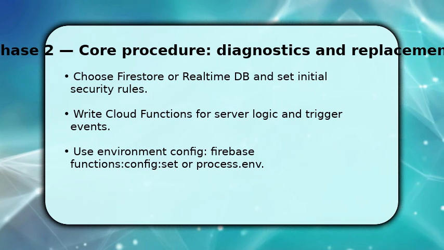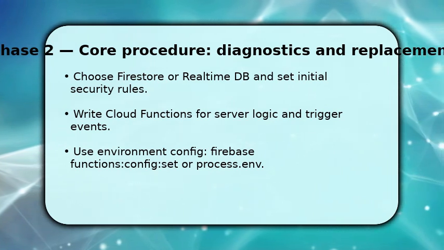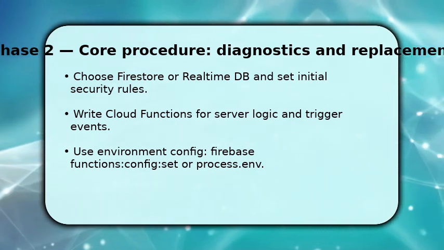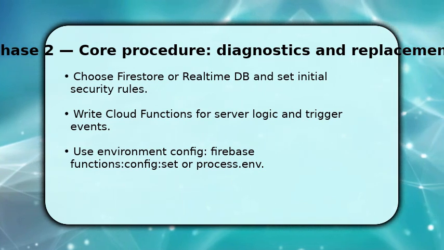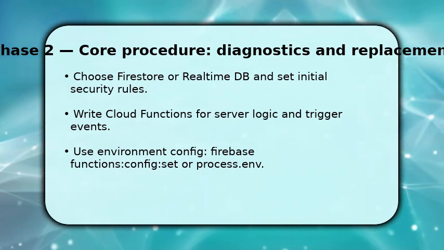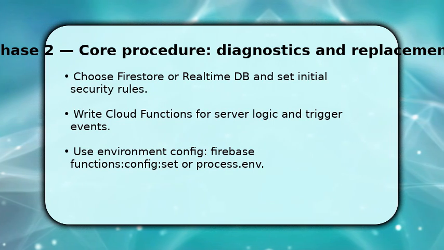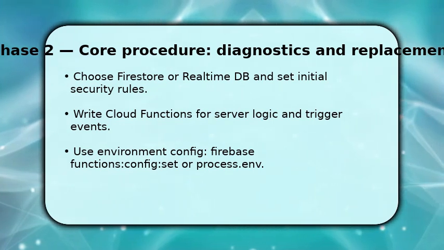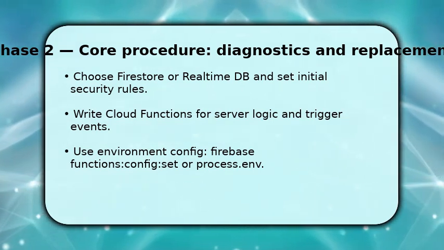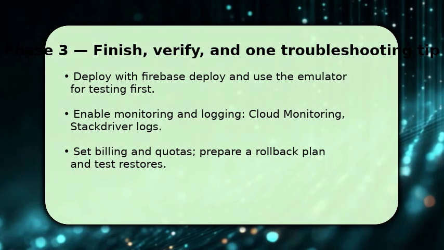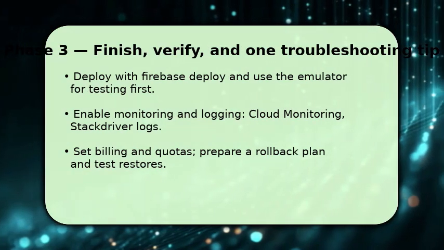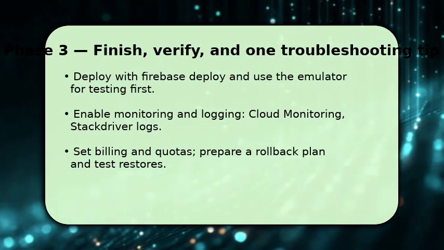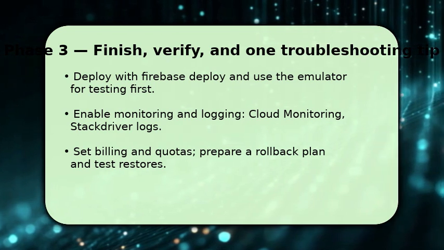work. Make sure to test rules locally with the emulator and secure reads and writes. Also, store secrets using functions config or a secrets manager so your functions avoid hard-coded credentials and behave predictably across environments. Now deploy your backend with Firebase Deploy or push only specific targets like functions or Firestore rules.